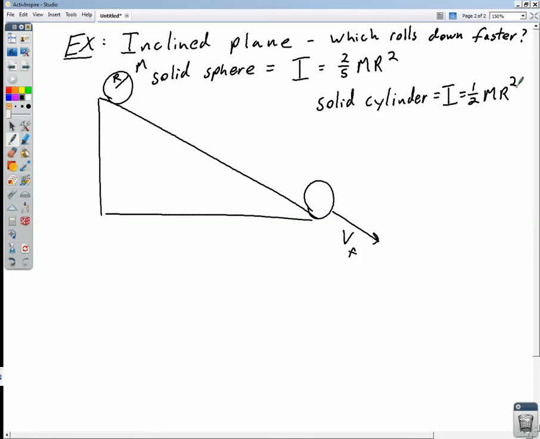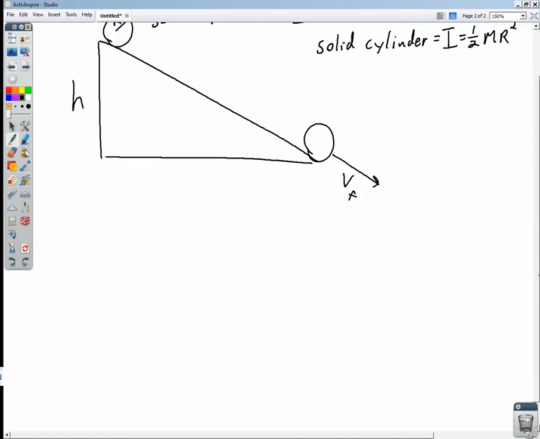All right, and so we're going to say that both of these guys start from a height h, and they're both going down the same ramp. We don't really care what the angle of inclination of the ramp is. All we have to care about is h, because we're going to use conservation of energy to solve this problem. So if we call this point 1 and this point 2 down here, we can say that the gravitational potential energy at point 1 is going to equal the total kinetic energy at point 2.